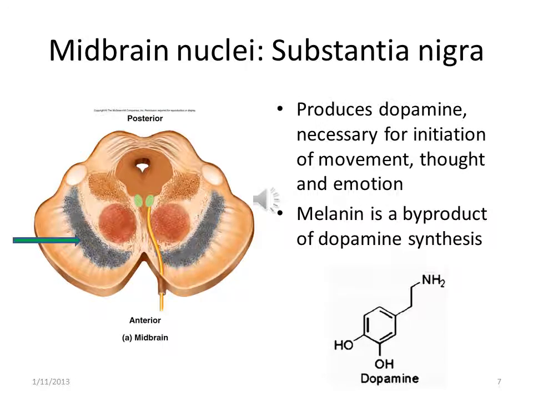The substantia nigra is an important nucleus located in the midbrain. Substantia nigra means the black substance. And you can see in the diagram that there is black stuff on both sides of the midbrain. The green arrow is pointing to it on one side. This nucleus, the substantia nigra, produces the neurotransmitter dopamine, which is necessary for initiation of movement, emotion, and thought. And because melanin is a byproduct of dopamine synthesis, the substantia nigra looks black in a section through the brainstem.